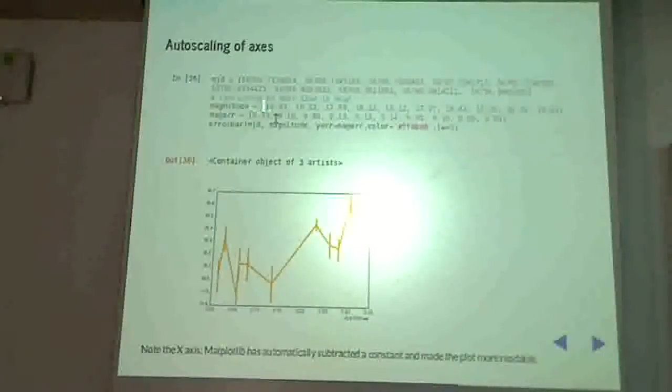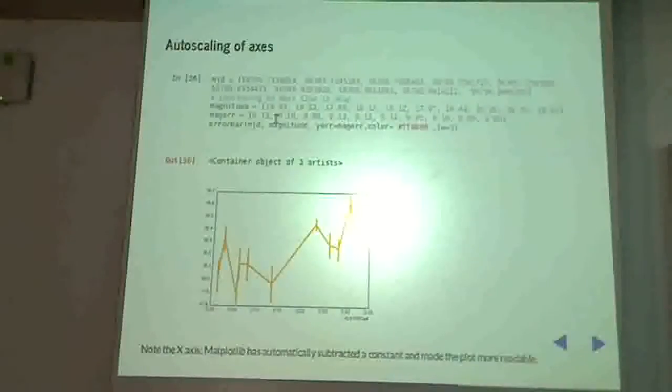Then I give a magnitude at each of those Julian dates in the magnitudes. I give an error in those magnitudes which are specified by mag error. Okay. Which are specified here in this third line. And then I do the plot.